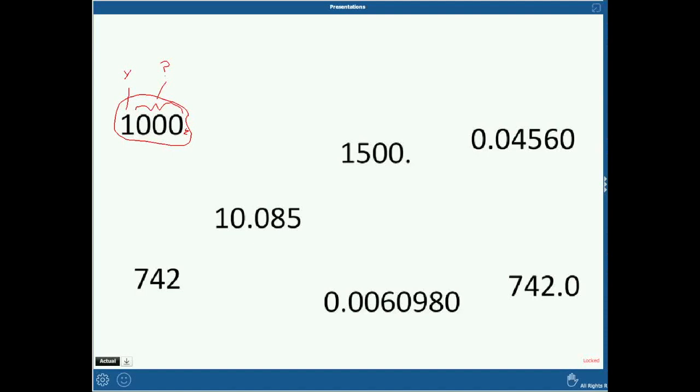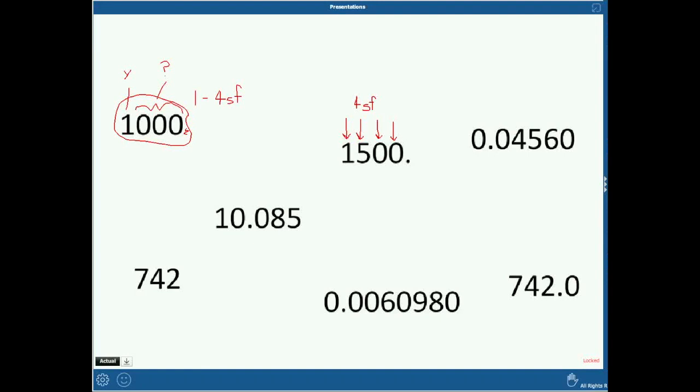So this one basically could have between 1 and 4, and we're just not really sure which. Now, if we went to this 1,500, this is definitely significant. This is definitely significant. Since we have a decimal here, these two are also significant. Those two zeros. So this number would have 4 sig figs. And I'm just going to write SF rather than writing sig fig. I'll write that here too.